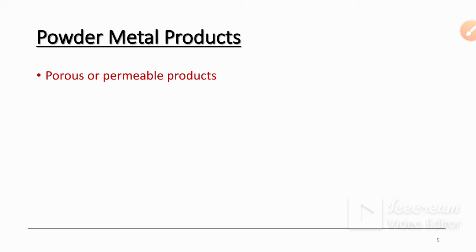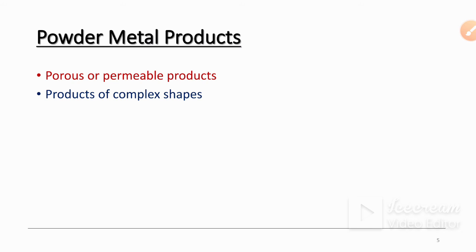Next, powder metal products. So porous or permeable product. Porous means there are some holes, okay. If you see the powder metallurgy product, you will observe a number of small long holes on this product. So this is nothing but a porous product, or a product which has multiple small holes on the surface, okay.